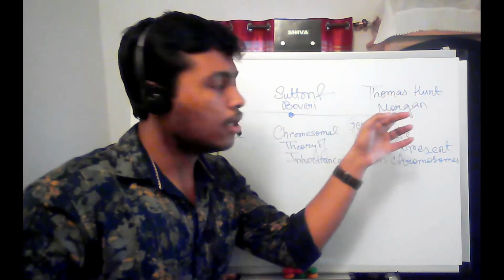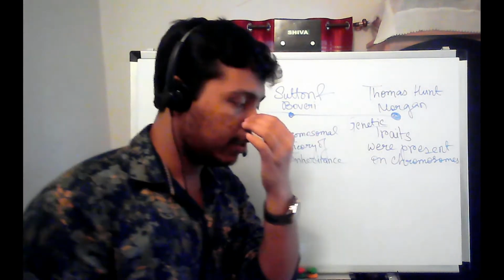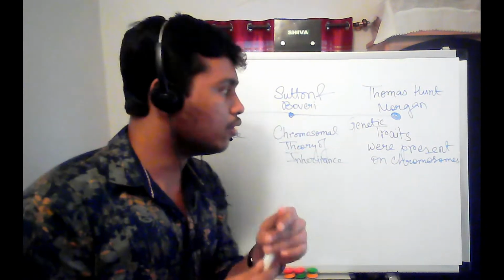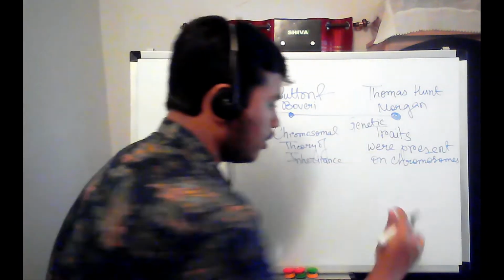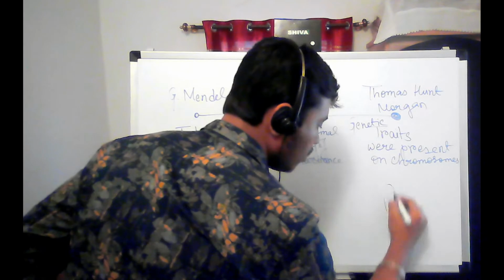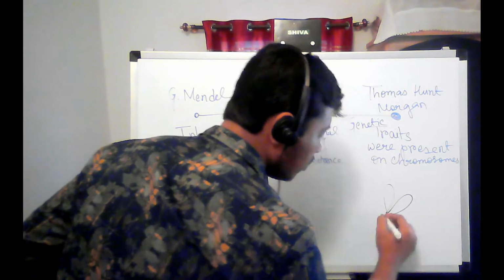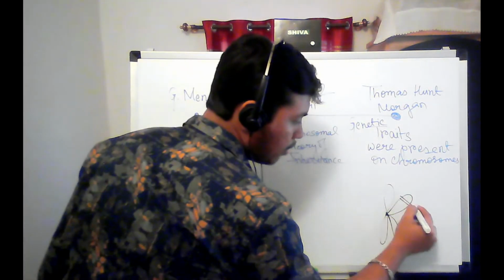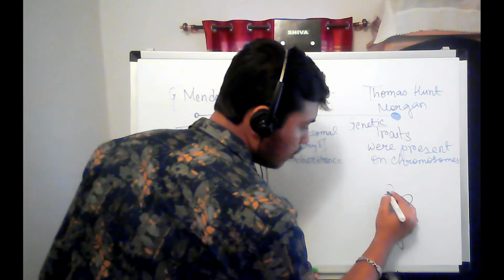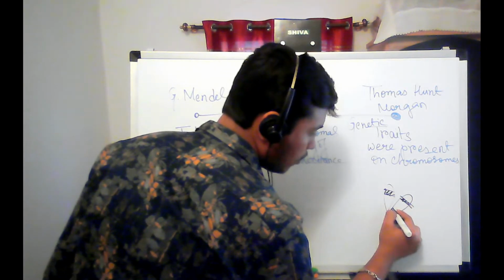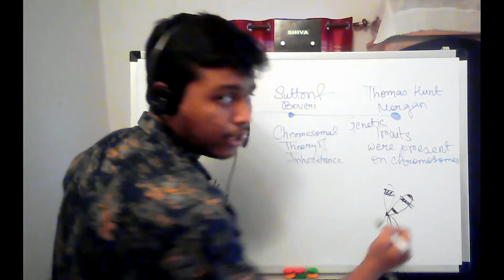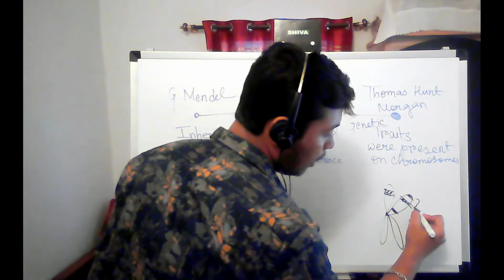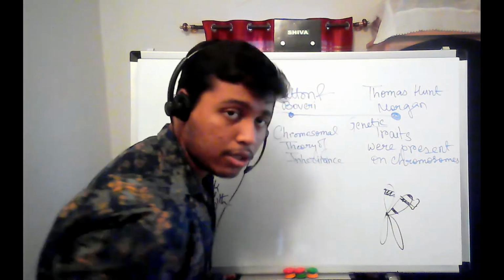Then Thomas Hunt Morgan, in his work on fruit flies, saw that genetic traits, if this is a chromosome, there might be a place over here, a place over here, and here. So these genetic traits, some may be linked to each other, some might not be linked to each other.